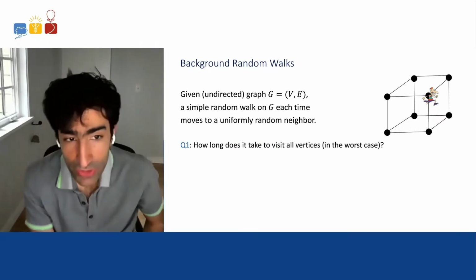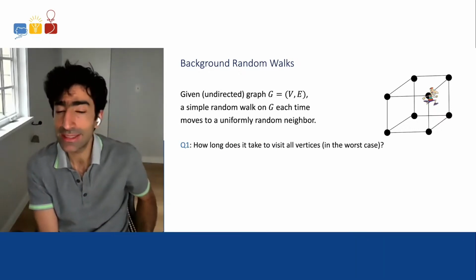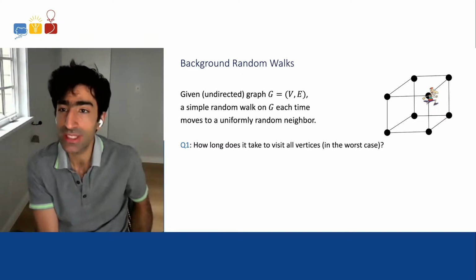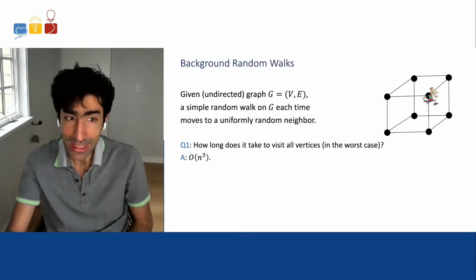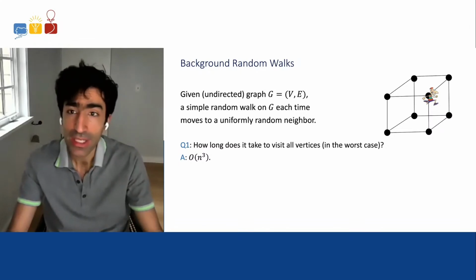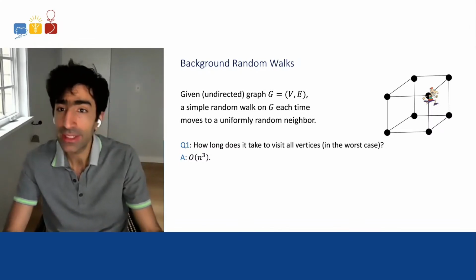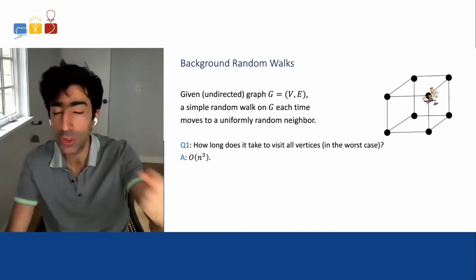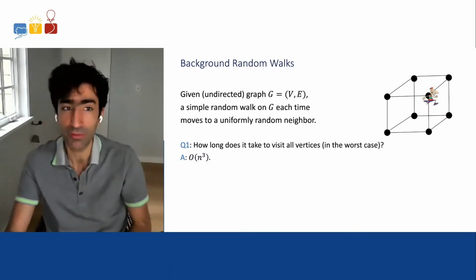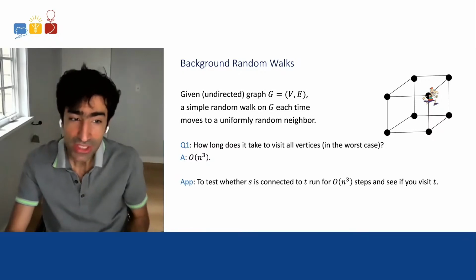Now, one question you can ask is how long does it take for this walker to visit all of the vertices in the graph? It turns out that for the worst case graph, it takes order of n cubed time. Meaning that whatever graph you give me, with high probability after n cubed steps, you're going to visit all of the vertices. Why is that interesting?